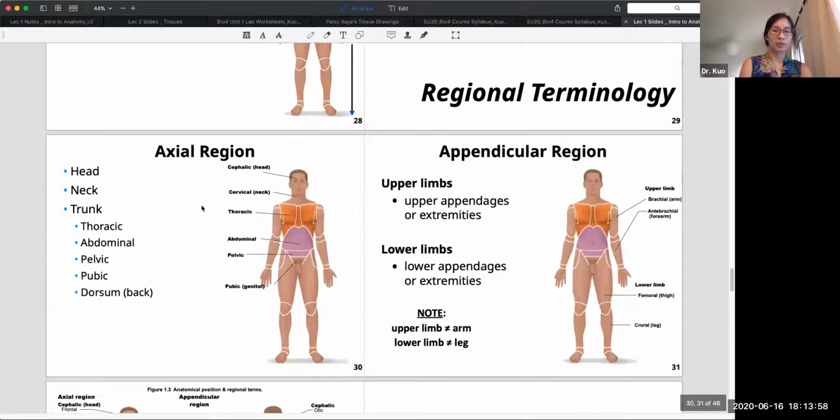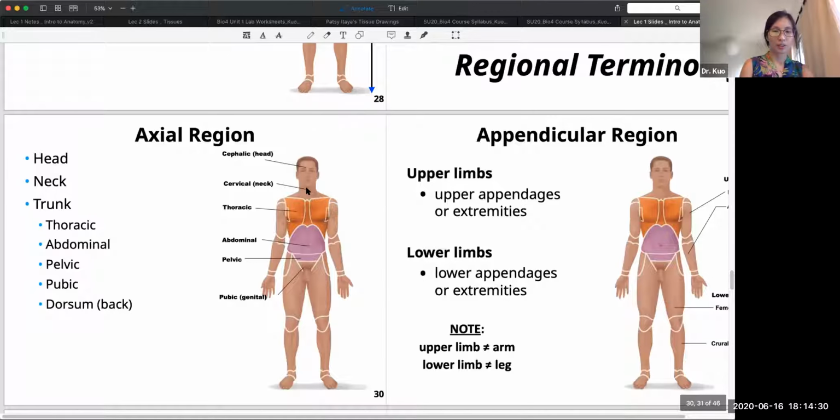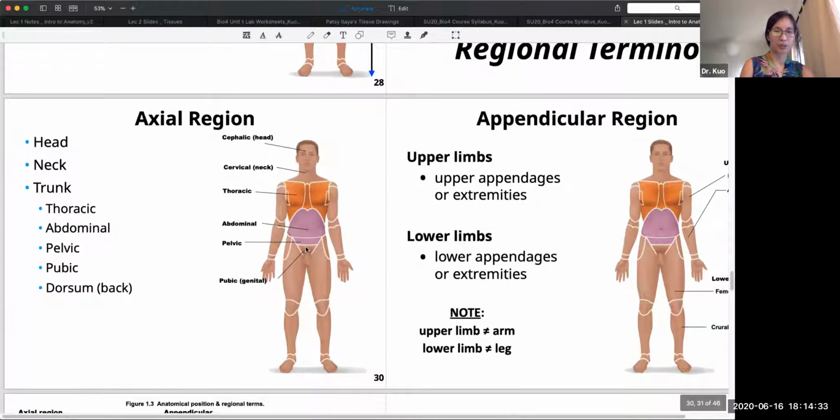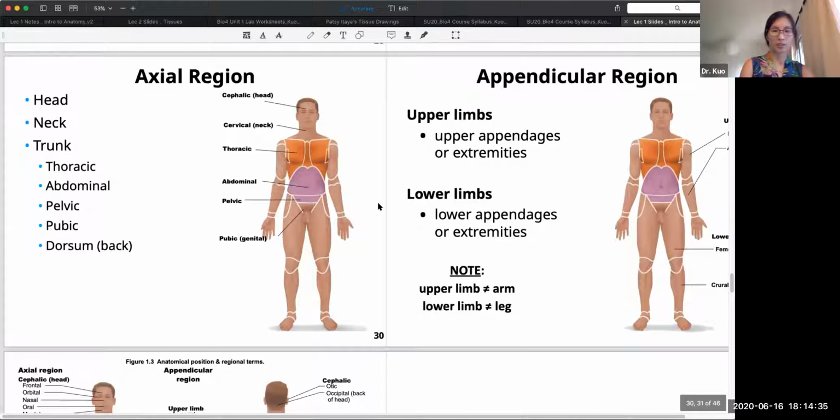Now let's talk about regional terminology. The axial region is comprised of the head, neck, and the trunk. And then the trunk can be further divided into these smaller regions. As you'll see later in this course, many structures in each region are going to be named accordingly. So there's the rectus abdominis muscle here, and then you have cervical lymph nodes in your neck. And then you have a pubic symphysis, which is a joint here. So those names are interrelated.